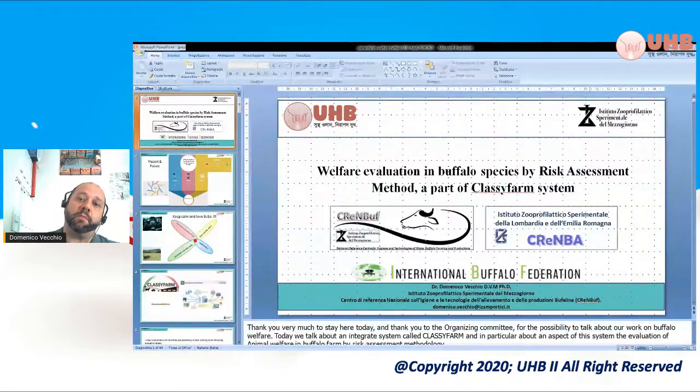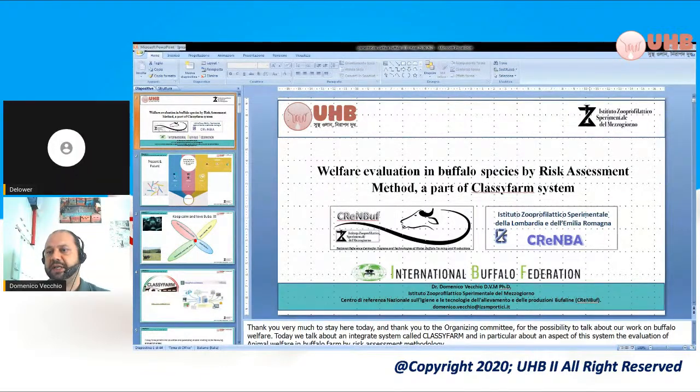The project starts from the requirement of the Ministry of Health to develop and manage a system to evaluate the welfare of different species, based on a risk assessment method in accordance with national and European law. In the project named Ruminant Welfare, starting in 2015, the National Reference Center for Welfare Evaluation, CReNBA, was the leading unit, with the support of various operating units, particularly our center, to develop a scheme for assessing welfare and biosecurity of buffalo farms.